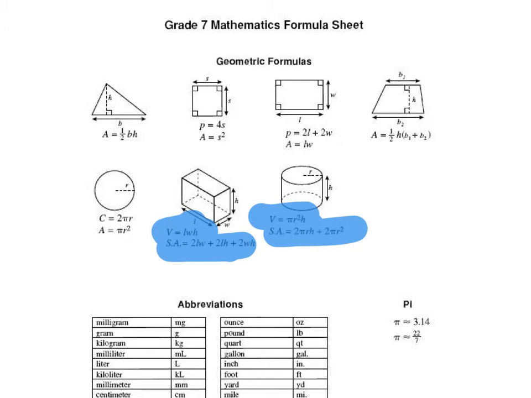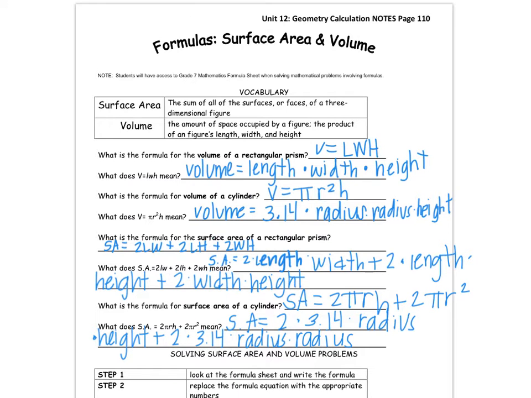So volume would be like, for instance, how much water does it take to fill a pool? Surface area would be something like how much aluminum does it take to make a soda can? Or how much wrapping paper does it take to wrap a gift? Let's go ahead and take a second to copy down these formulas.